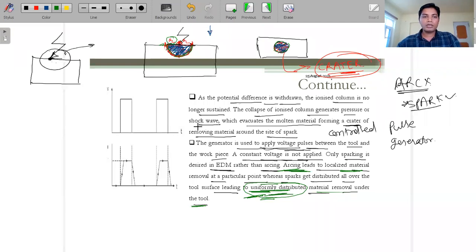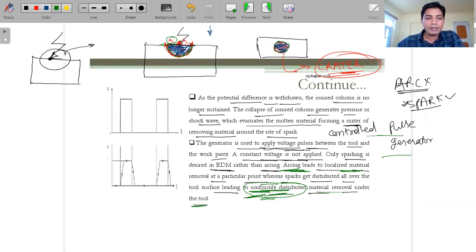Now there is one more thing. As I said, we are using a controlled pulse generator. How exactly the voltage and the current are supplied, the actual circuit will be something different, which I will show you most probably in the next class. Actually it will not be like this, but this is just to show how the potential difference is created and what the flow of the current is.